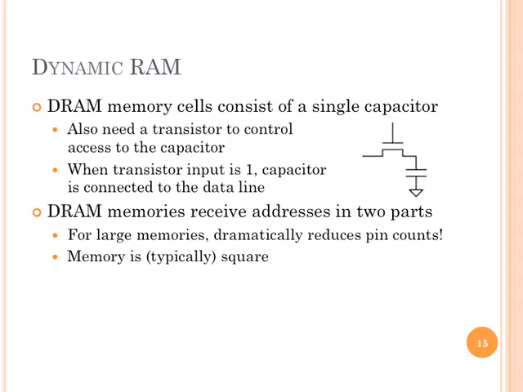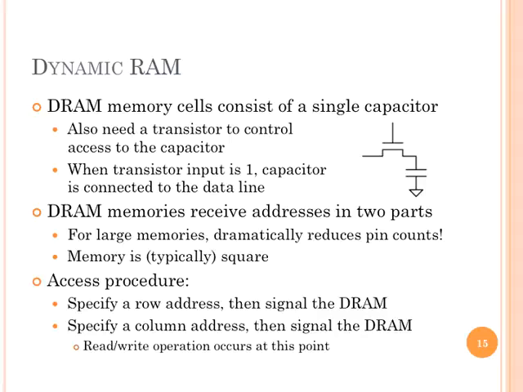Now the thing about DRAM, remember SRAM gets the whole address in one shot. DRAM actually gets the address in 2 parts. And this actually allows us to reduce the pin counts. So we reduce the number of pins the device has to have on it. And it also allows us to have a very large amount of memory on the DRAM cell that we can then address. So like I say here, typically the memory is square.